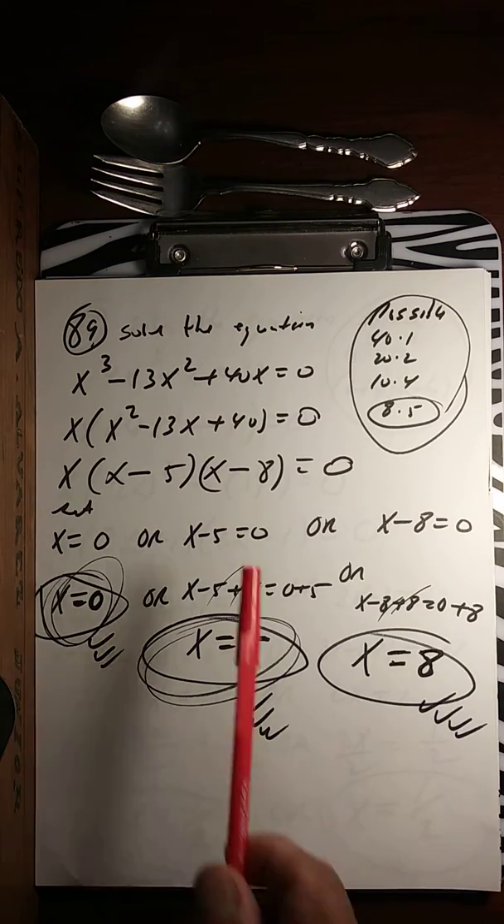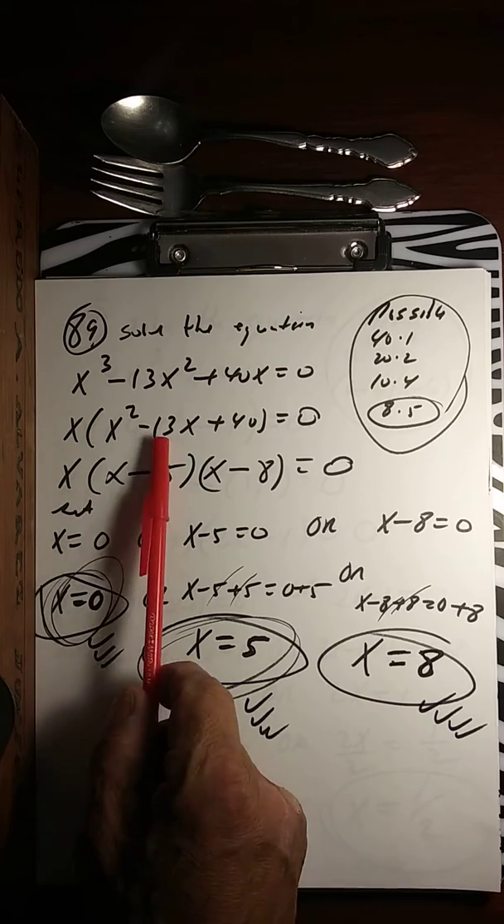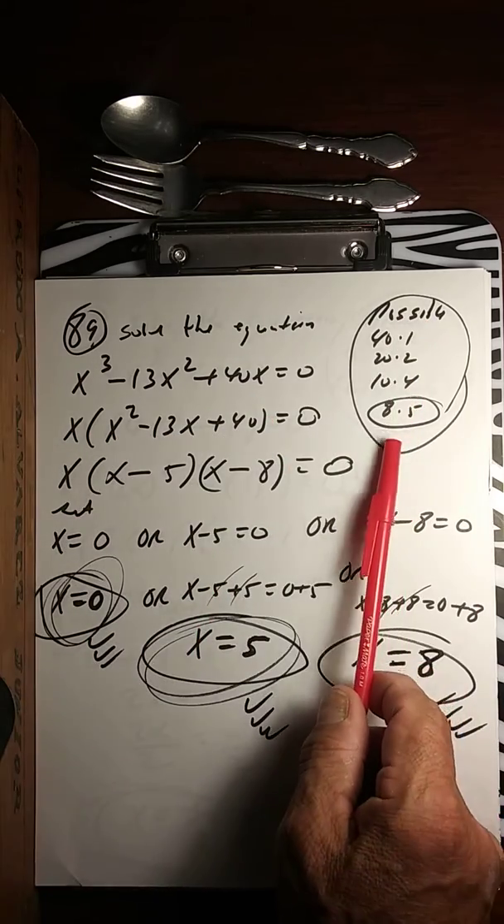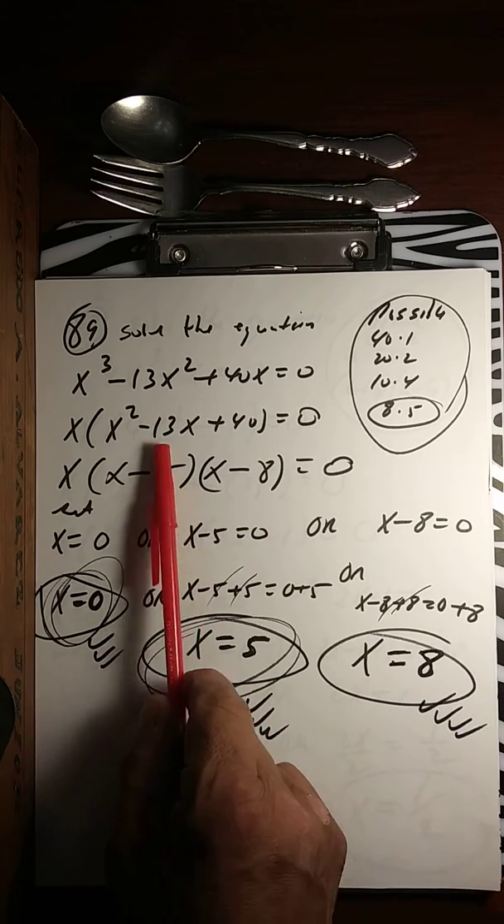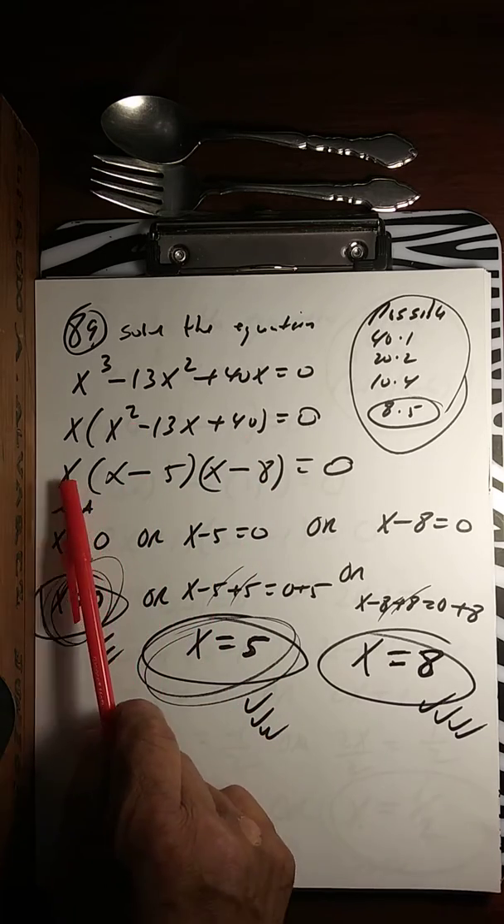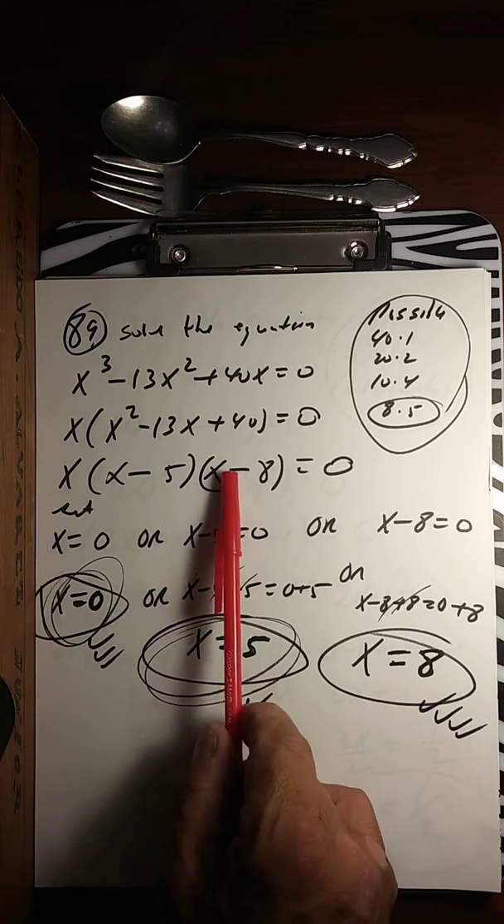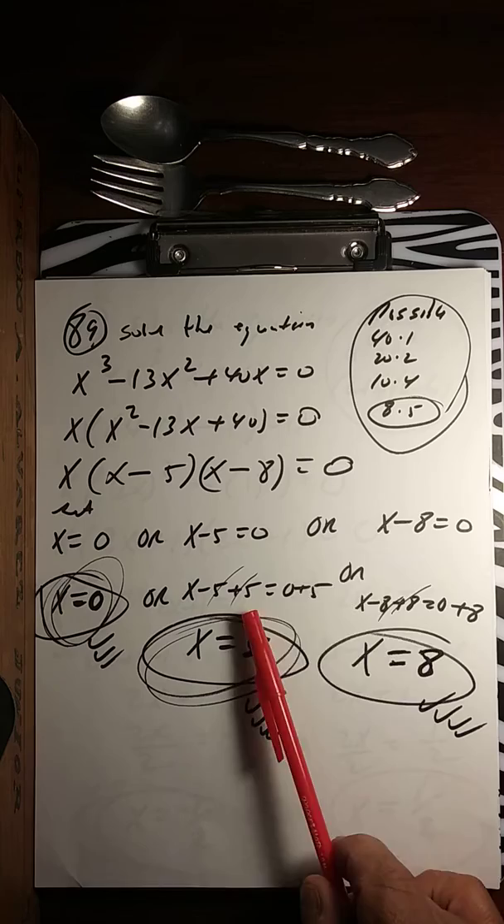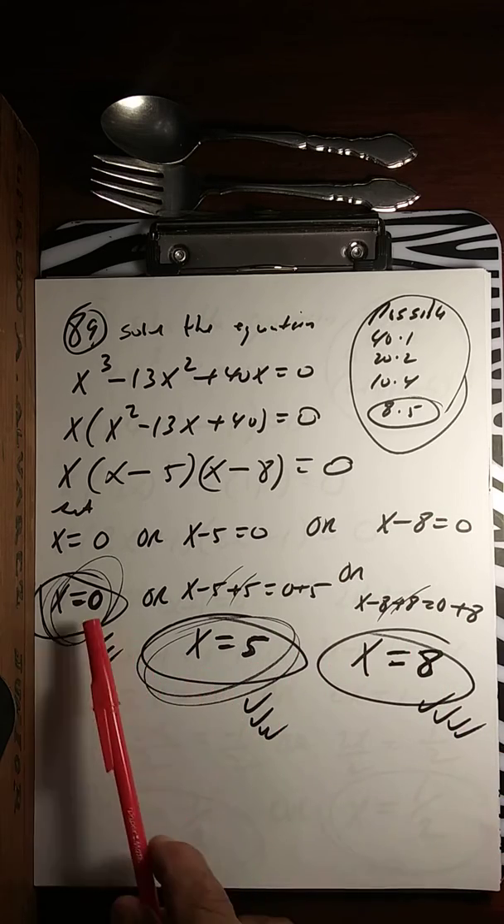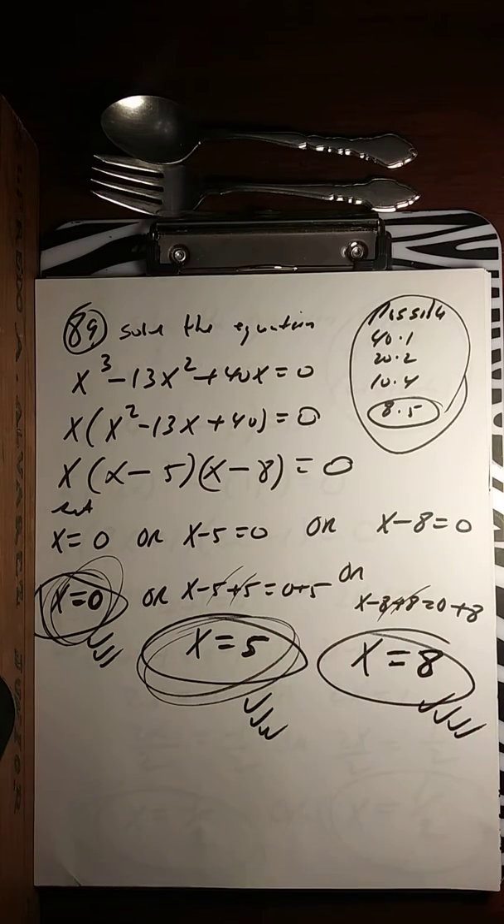Solve the equation, take the x out. So we have x squared minus 13x plus 40. Possible answers, we're going to use 8 and 5. Negative 8 times negative 5 is 40, yes, and that's negative 13x, and x squared. So x times (x minus 5)(x minus 8) equals 0. So we have 0, and add 5, and add 8, so 0, 5, 8.